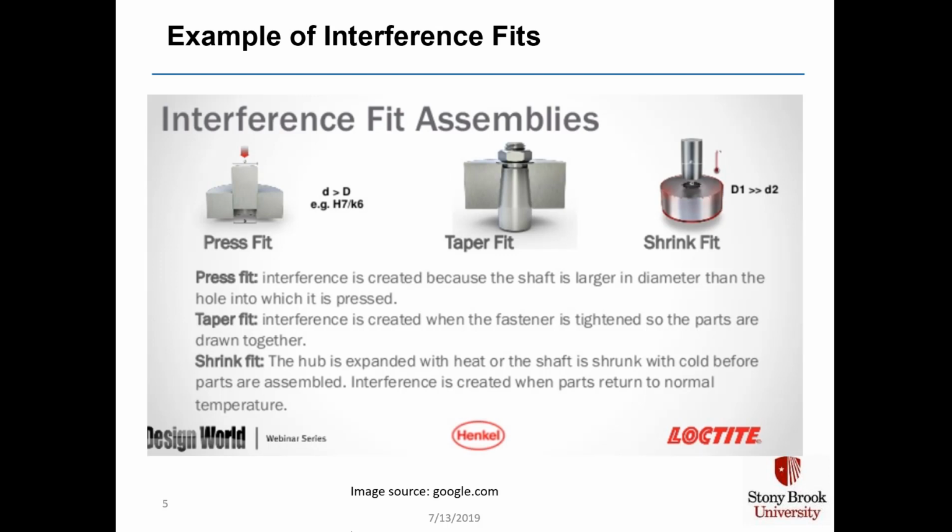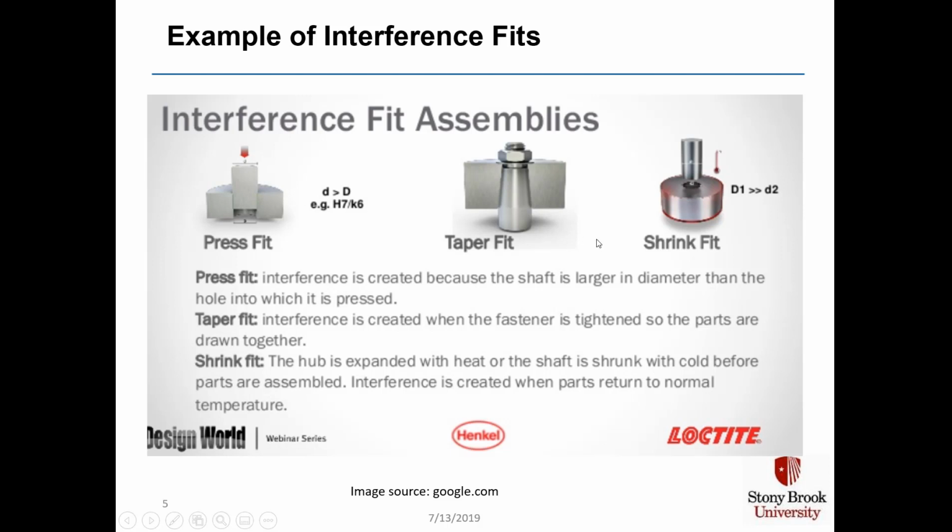Here's an example of interference fits. You can have a press fit, as shown here on the left, where the interference is created because this shaft is larger in diameter than the hole into which it is pressed. Or you can have a taper fit, where interference is created when the fastener is tightened so that the parts are drawn together. And one hallmark of a taper fit is that the side walls of the shaft and the hole are at an angle, which is different than this shaft, which is perpendicular to the plane of the hole.